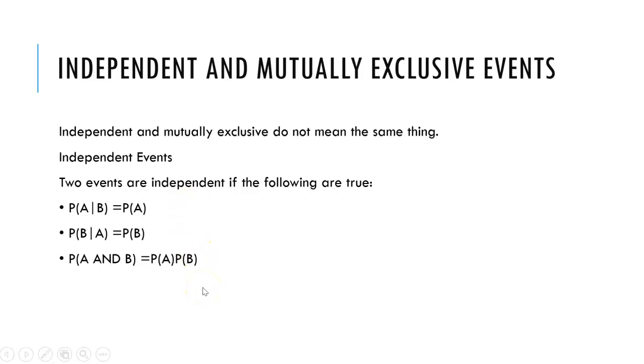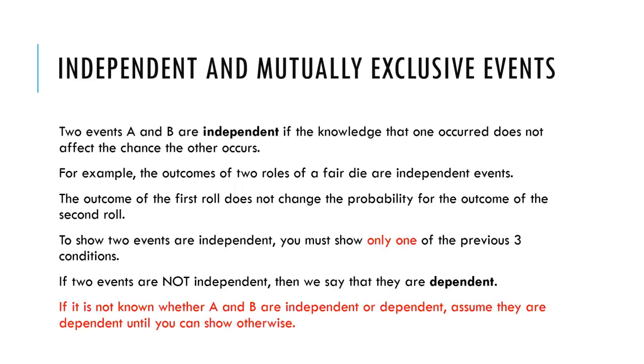Not all 3 of them, but any one of those 3 things being true means that it's independent. Basically, when we're talking about independent, we're talking about 2 things that are unaffected by each other. Like, if I draw a card out of a deck of cards, and then I put that card back in before I draw my second card, then those 2 events are going to be independent. One is not going to affect the other.